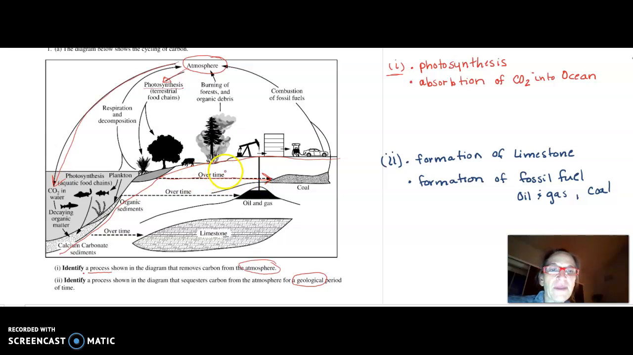So over time, the formation of coal. Over time, we have the formation of oil and gas, or you could just say the formation of fossil fuels. In addition, you have over time the sediment in the ocean forms limestone. And so again, it's a process, so you want to talk about the formation, absorption, formation. Those are processes of whatever it is that you're saying it's doing.